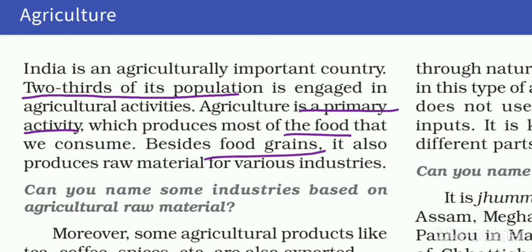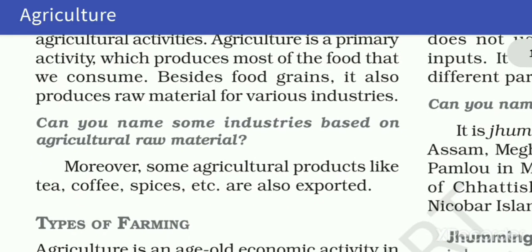Apart from that, it also produces raw materials for a number of agro-based industries like cotton, textile industries, jute industry, sugar mill, etc. Some of the agriculture products like tea, coffee, spices, etc. are also exported. That is the main source of foreign exchange. So this was an introduction of the chapter agriculture.